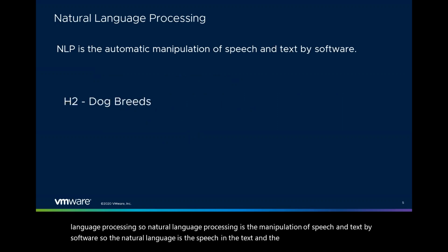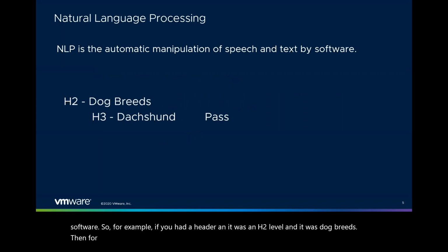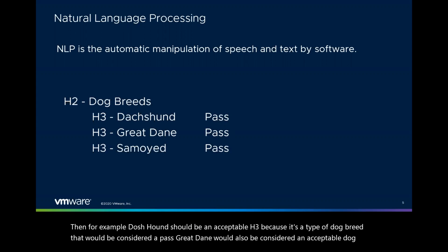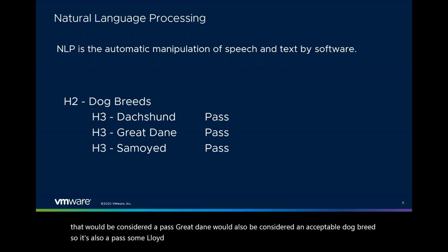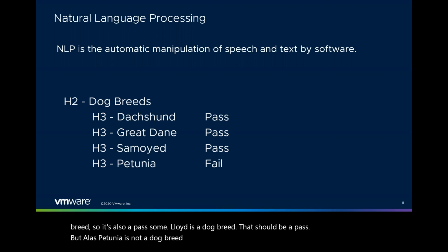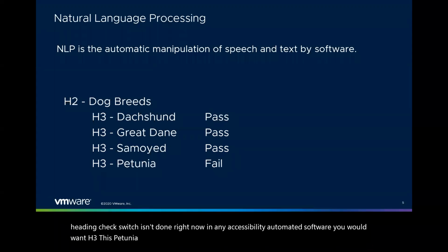So for example, if you had a header and it was an H2 level and it was dog breeds, then Dachshund should be an acceptable H3 because it's a type of dog breed. That would be considered a pass. Great Dane would also be considered an acceptable dog breed, so it's also a pass. Samoyed is a dog breed. That should be a pass. But alas, Petunia is not a dog breed. And so if you were doing something with automated heading checks, which isn't done right now in any accessibility automated software, you would want H3, this Petunia heading, to be identified as a failure.